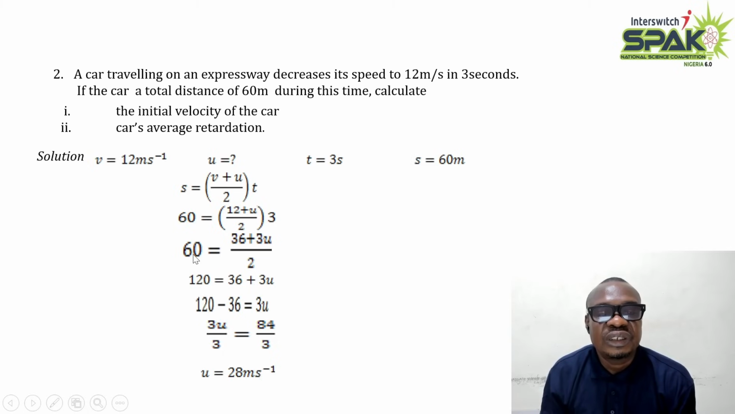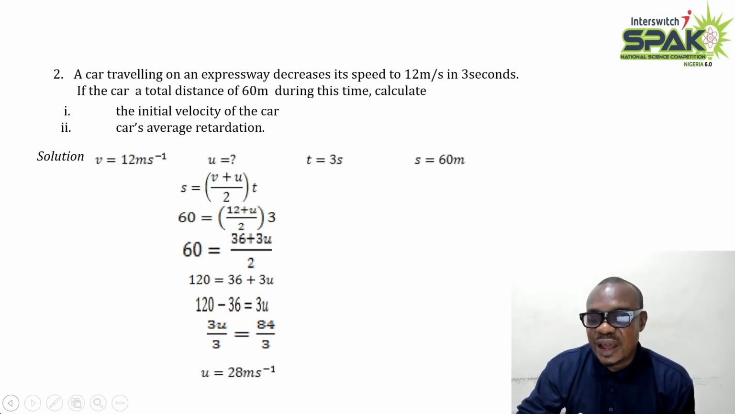Okay, how do we solve this? It is 60 equals (12 plus u) over 2. Open the bracket, cross multiply: 60 times 2, 120 equals 36 plus 3u. Take this one over, we have 120 minus 36 equals 3u. Then you divide both sides by 3. Our final answer is this.